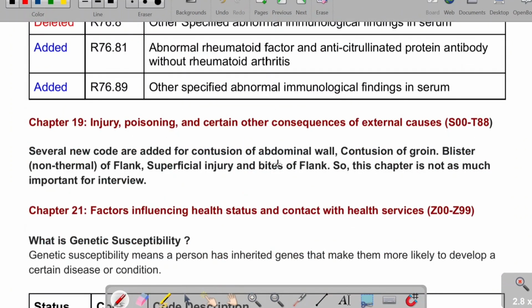Chapter 19. In Chapter 19, several new codes are added for contusion of abdominal wall, contusion of groin, blister non-thermal of flank, superficial injury and bites of flank. So this chapter is not as important for interview.